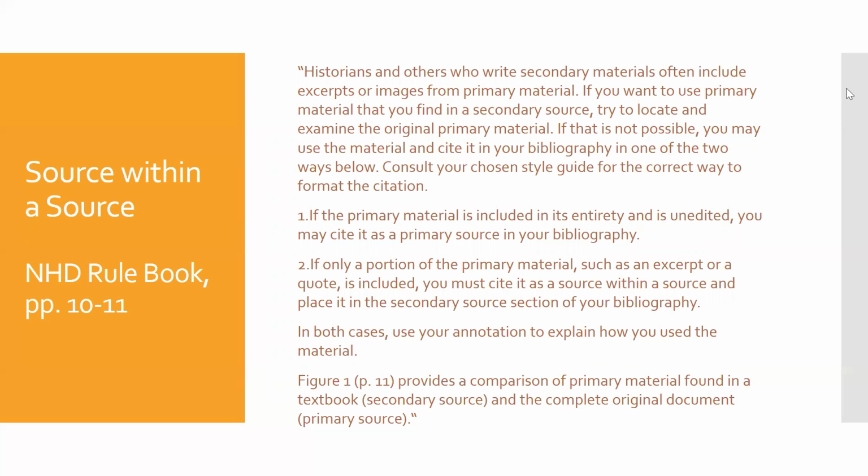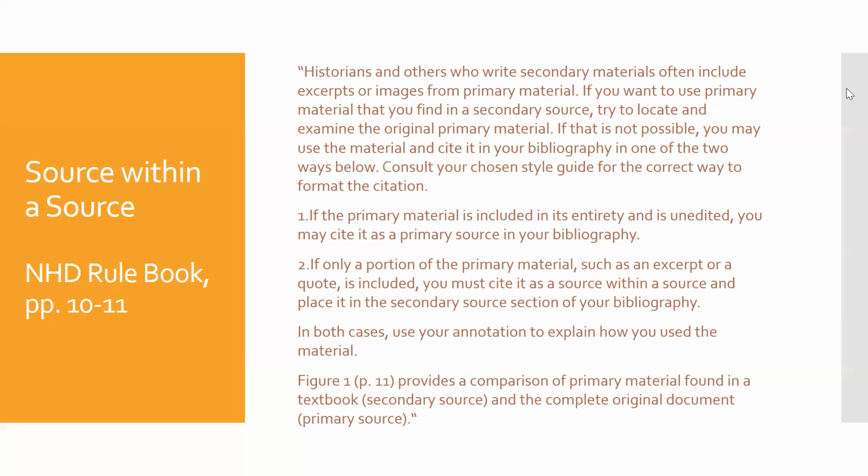First of all, if you're pulling primary source material out of a secondary source, you're probably not getting all of the context, right? It's probably an excerpt. You probably don't know what came before it or after it in the document. And so it's really best to try to track down the original primary source. If that's not possible, they can still use that material, but they need to be clear in their bibliography of what it is.